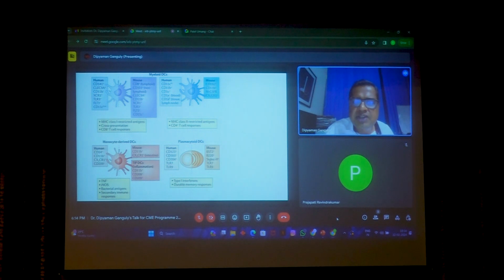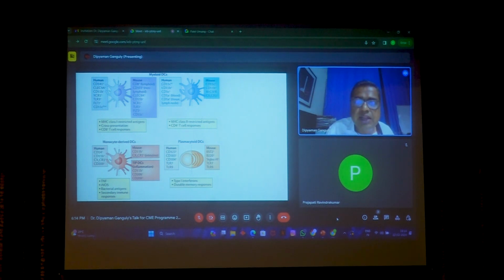And so the major divisions are two kinds of cells. One is called the conventional dendritic cells, or myeloid dendritic cells, though that is an old terminology. We call them conventional dendritic cells, which were discovered by Ralph Steinman, and I was talking about them till now.